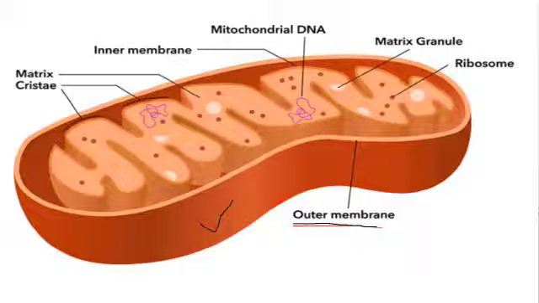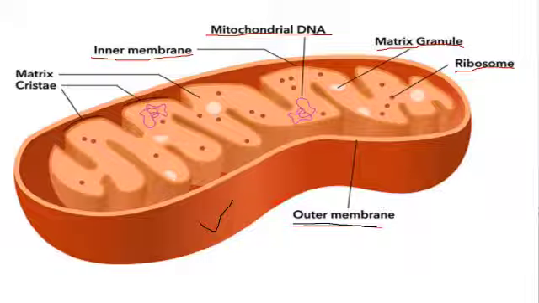The next one is that in the mitochondria, the ribosomes are found. And here we can see small spots. These spots are called the matrix granules. What's the name of it? The matrix granules, which are the small spots found in the mitochondria. Next, in the mitochondria there is the mitochondrial DNA. That's most important. And here we can see that the other part of the mitochondria is the inner membrane.